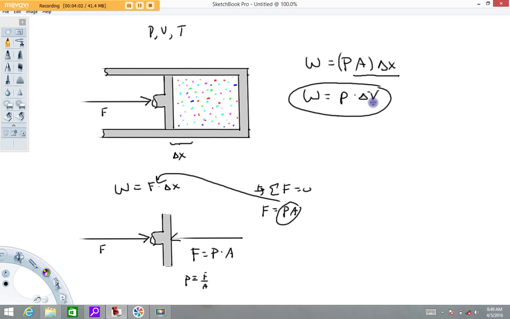You'll notice if you work out the units, pressure is in Newton per square meter. Change in volume would be in cubic meter, and we end up with Newton meter out of this, or joules. Now, let's talk plus and minus signs. When I'm dealing with work, this is what I usually do.